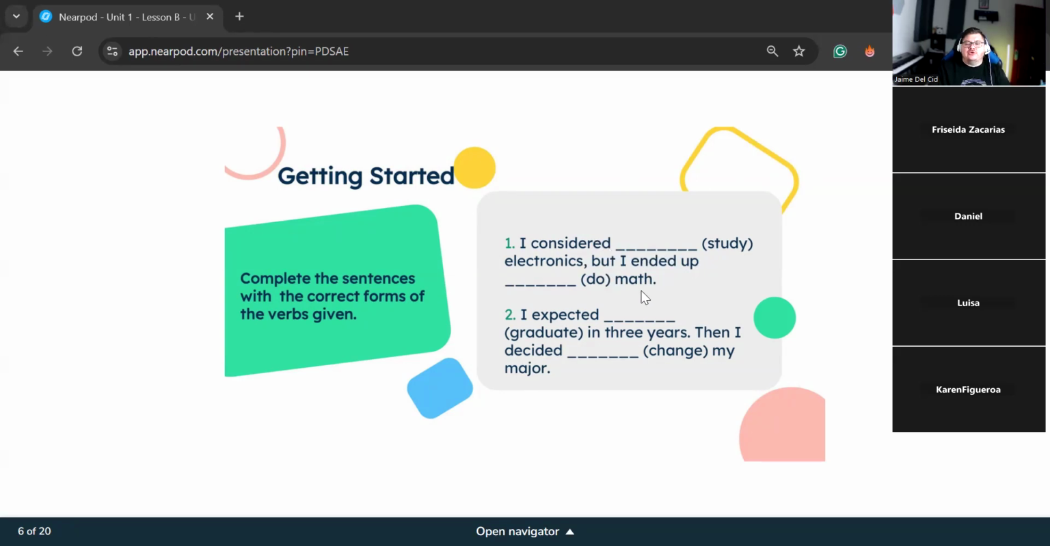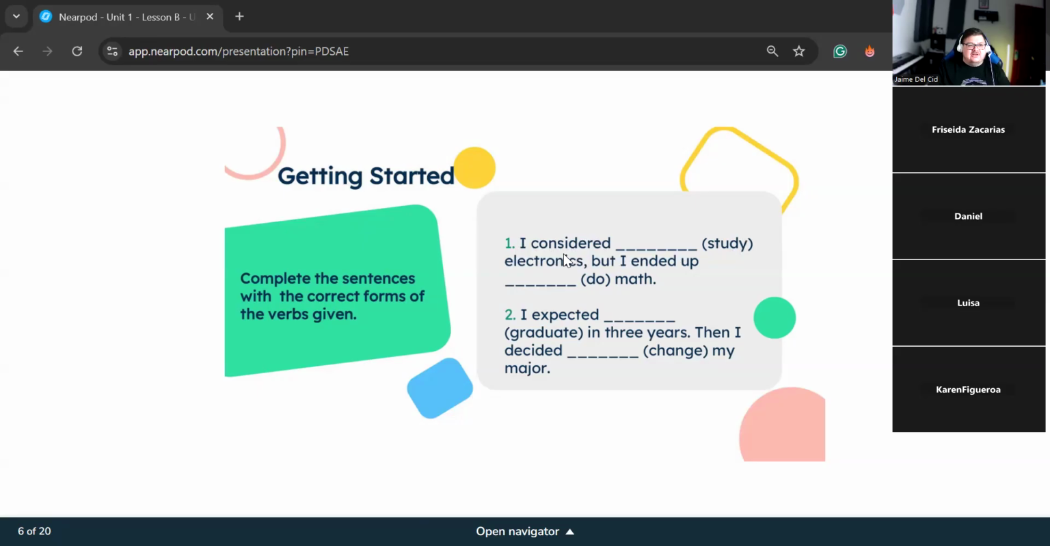So I want you to do your best on remembering the conjugation of these verbs based on what you just read, or at least do your best in completing them as you think they are correct. For example, I considered... what do you have here?